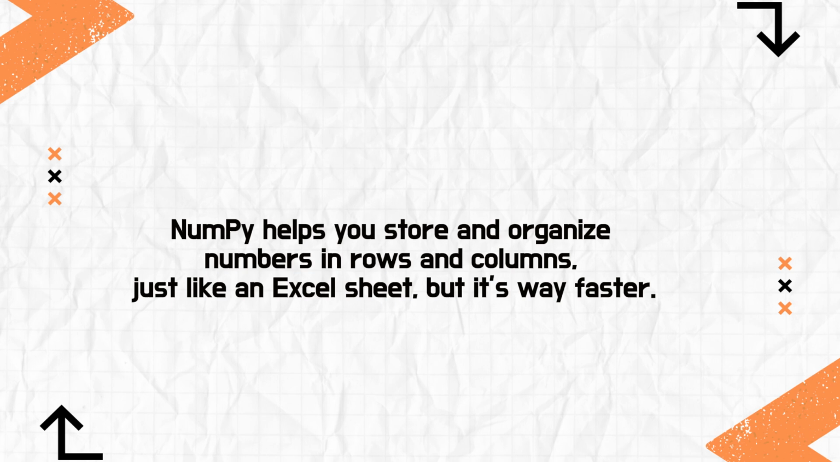Number one reason why NumPy is amazing is that it handles data like a spreadsheet. NumPy helps you store and organize numbers in rows and columns, just like an Excel sheet, but it's way faster. In your Excel, you can see rows and columns. That is where NumPy comes into play. It makes it easier. Just a little line of code, boom. My columns and my rows are arranged in a simple form, and it gives you that good spreadsheet. In fact, when you see the spreadsheet, you'll be like, wow, I can't believe this is happening in Python as well. That is one of the amazing things that NumPy can do.